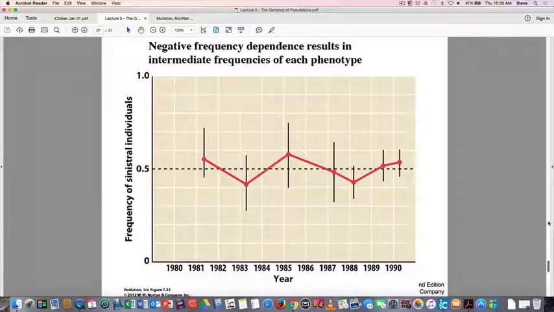So this is a classic example of negative frequency dependent selection. The rare phenotypes are favored. The more common phenotypes are not favored and decline in frequency. Now the question is, why?